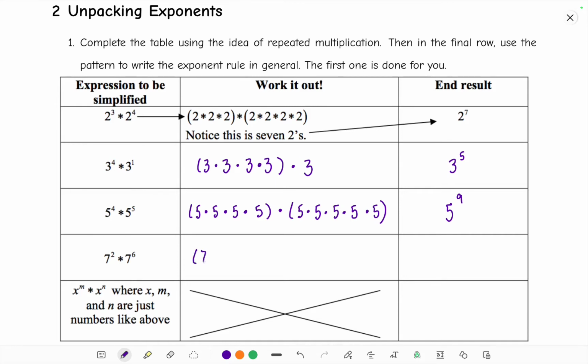One more example, 7 to the 2nd power times 7 to the 6th. So that's 7 times 7 times 7 times 7 times 7 times 7 times 7 times 7. So we get 2 7's, 6 7's. Altogether then there's 8 7's, so this is 7 to the 8th power. So I'm hoping you notice the pattern that in general, x to the m times x to the n is x to the m plus n.